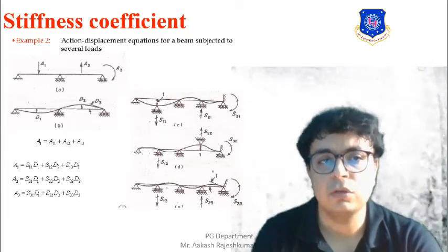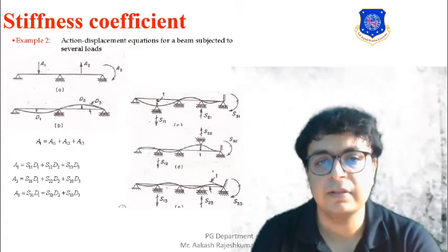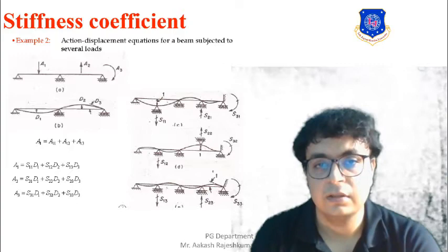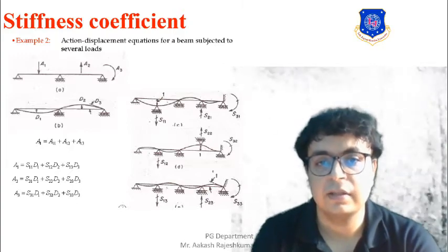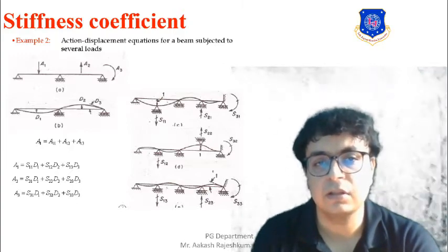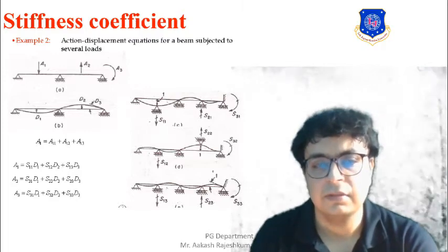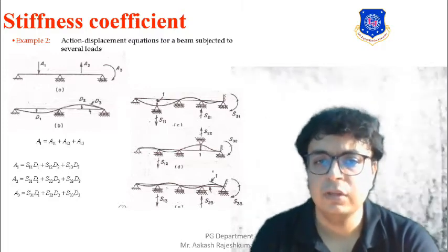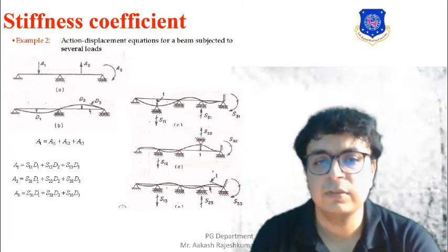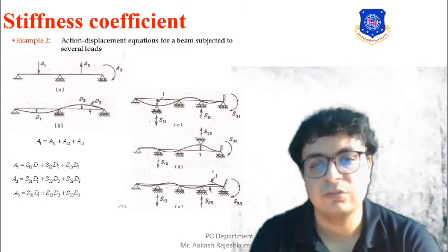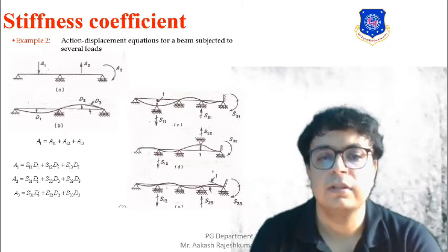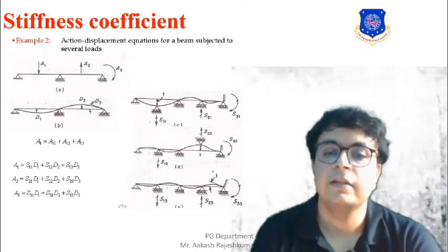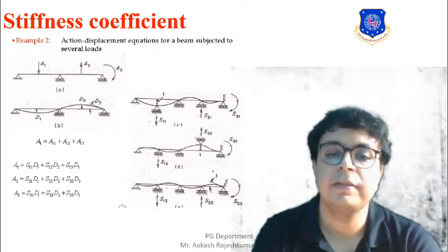So when a unit load at A1 is applied, we will have the displacement at 1 as S11, the displacement at 2 that is S21, and rotation at the third joint as S31. When we have the unit load at A2, at that time the displacement at 1 will be S12, the displacement at 2 will be S22, and rotation at 3 will be S32.